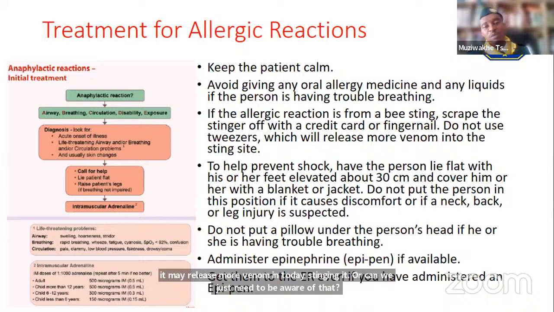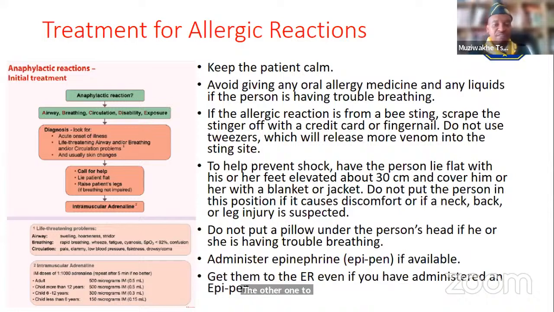The other one, to help prevent shock, have the person lie flat with his or her feet elevated above 30 centimeters where possible. Otherwise, you can also place them in a recovery position. And you can cover him or her with a blanket or a jacket. Do not put the person in this position if it causes discomfort or if a neck, back or leg injury is suspected. Okay?